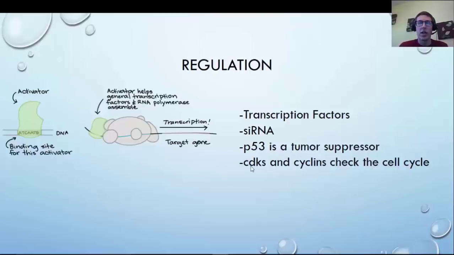And along the same lines, CDKs and cyclins, if you hear about CDKs or cyclins, they check the cell cycle. If they're not working, then you might get cancer, you might get uncontrolled cell growth or division. Remember these things.